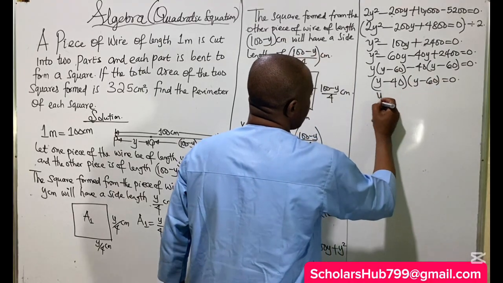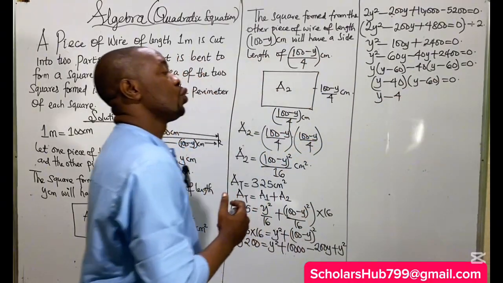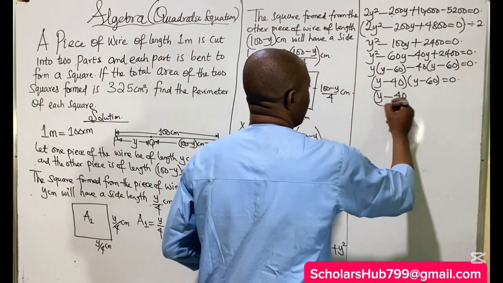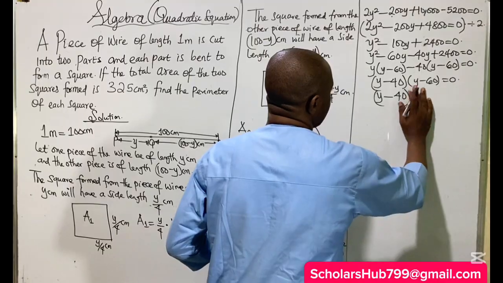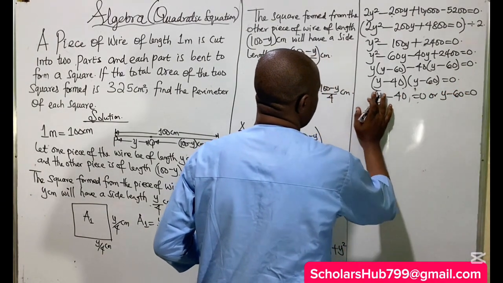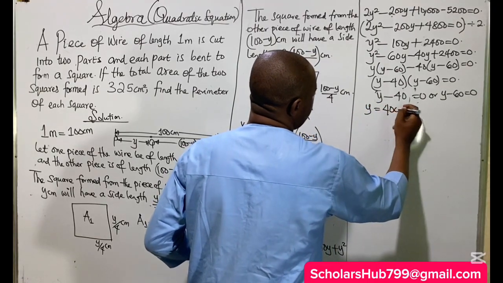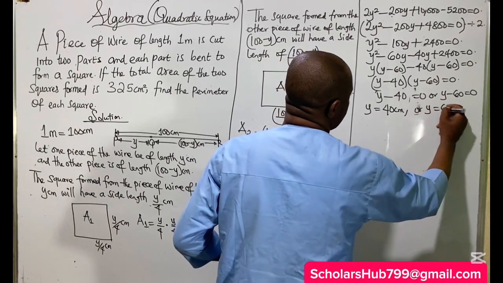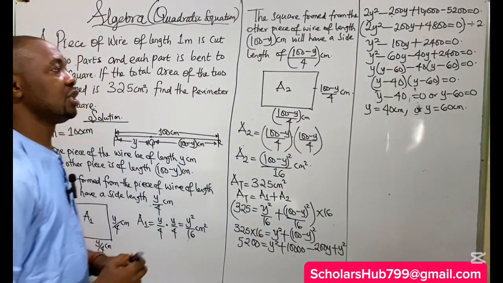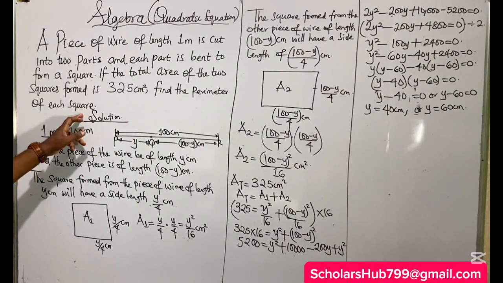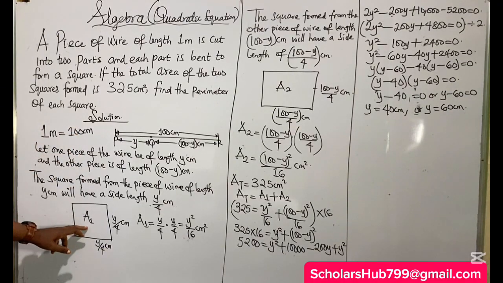So we have (y minus 40)(y minus 60) equals 0. When we use the zero product identity, y minus 40 equals 0, or y minus 60 equals 0. So the value of y would be 40 centimeters, or y equals 60 centimeters. Now remember, we want to find the perimeter of each square. So let's get the perimeter of the square with area A1.